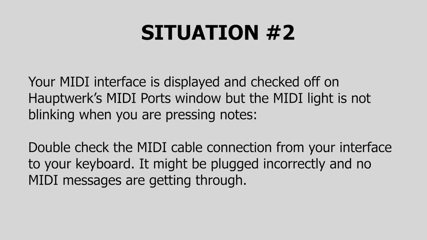Now, if you're using an interface and have it checked off, but do not see a green light showing at the bottom when you press notes, see if you have the MIDI cables properly plugged into the keyboard. The labels on the MIDI cables can get confusing, and you might have the wrong cable plugged in or plugged into the wrong MIDI port. Again, make sure you connect the MIDI out port on your keyboard to the correct MIDI cable on the interface. If connected properly, the green light should start showing when you start pressing notes.